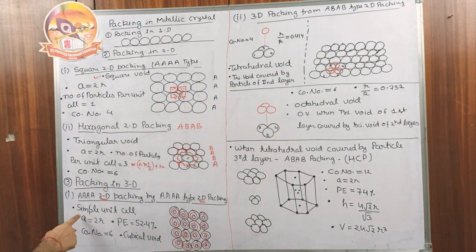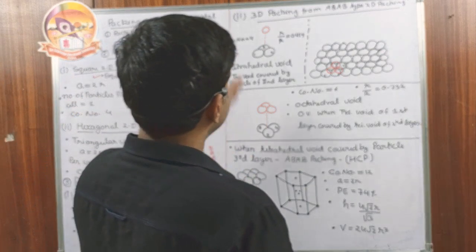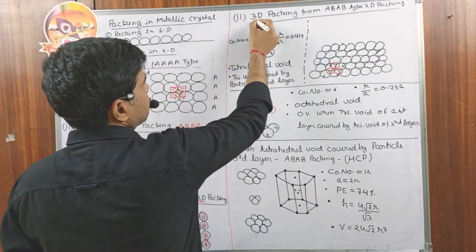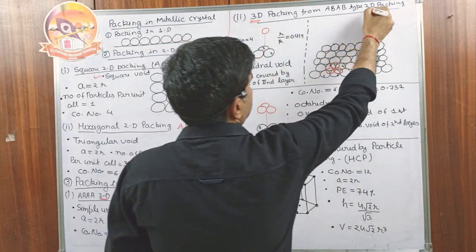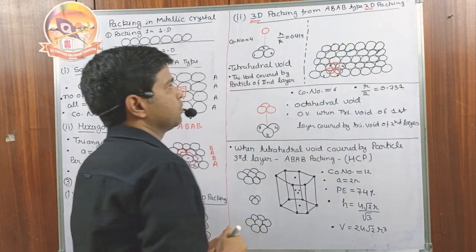Okay, so this gives the simple unit cell where a = 2R. Packing efficiency we already know, it is 52.4%. Coordination number is 6, and we have a cubical void here. Now what is the next 3D packing? 3D packing from the AB 2D packing.